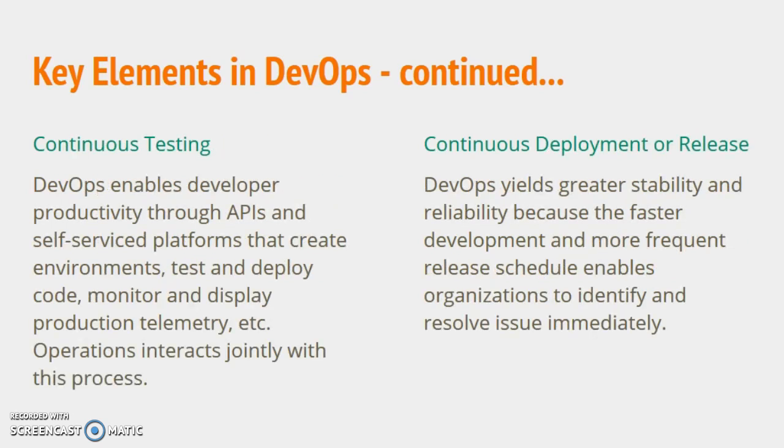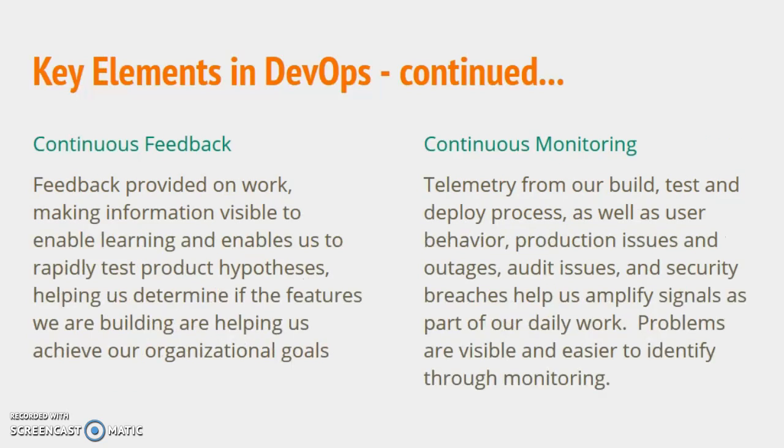In continuous testing, DevOps enables developer productivity through APIs and self-service platforms that create environments, test and deploy code, monitor and display product telemetry, and operations interacts jointly with this process. In continuous deployment or release, DevOps yields greater stability and reliability because the faster development and more frequent release schedule enables organizations to identify and resolve issues immediately.